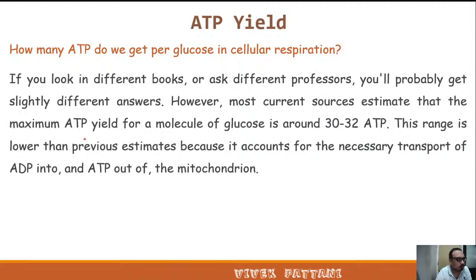Now how many ATP do we get per glucose in cellular respiration? We have already discussed this in the last lecture: about 30 to 32 ATPs. But this may vary according to the type of organism, whether it is a prokaryote or a eukaryote.